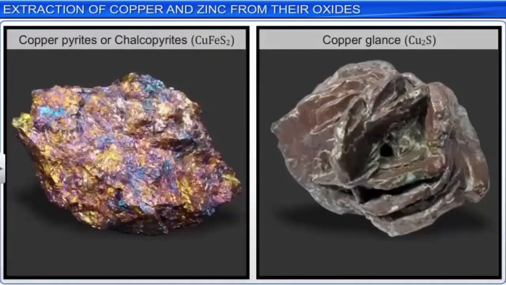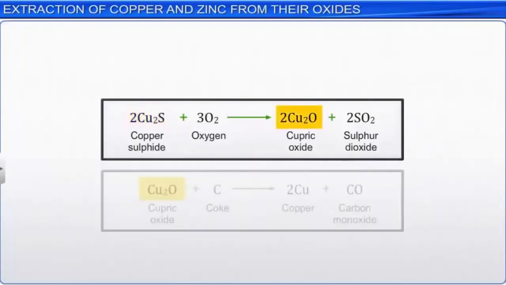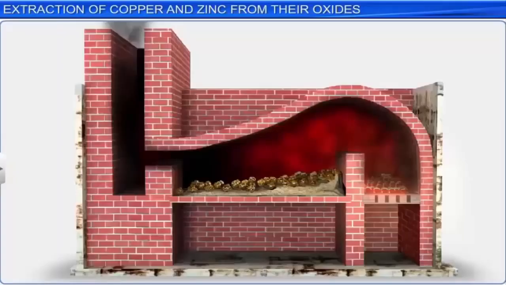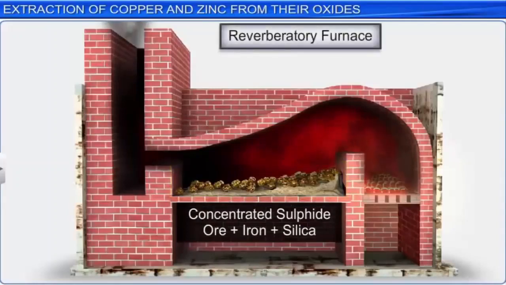However, most ores of copper are sulfide ores, and some of them may contain iron. Hence, the sulfide ores are first roasted or smelted to give oxides. The oxides are then reduced to metallic copper using coke. In practice, the concentrated sulfide ore containing iron as an impurity is mixed with silica and heated in a reverberatory furnace.